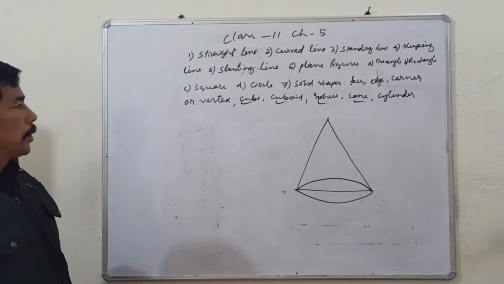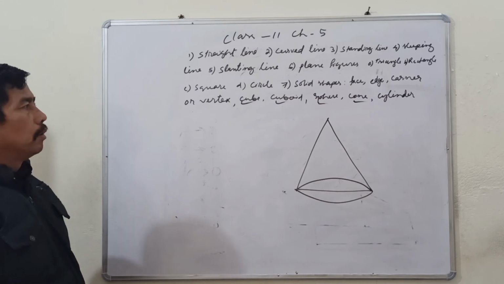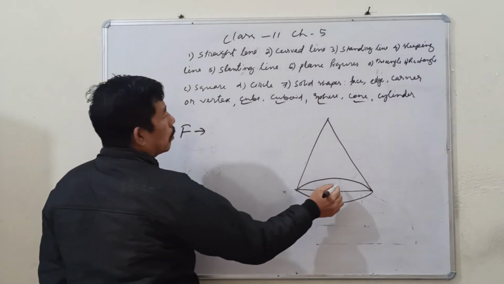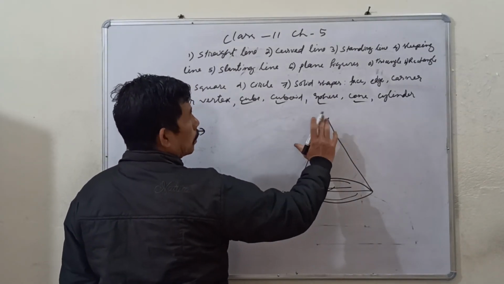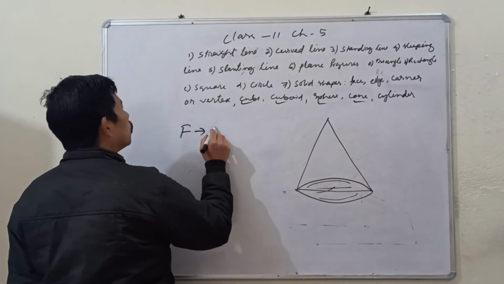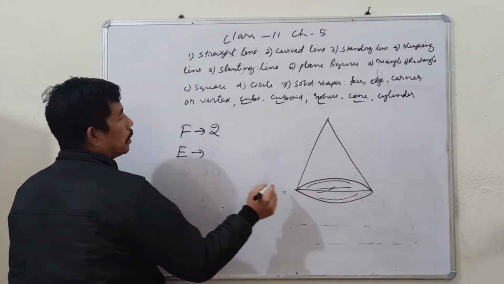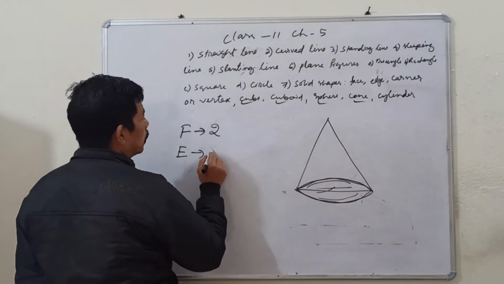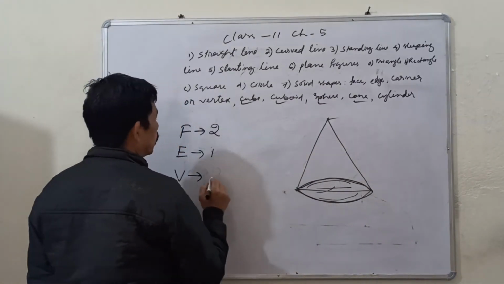Then the cone. It is a solid figure, just the same as an ice cream cone, and it has one circular face here and another curved surface. So together 2 faces are here, and on edges, one edge is here, this circular edge, and vertex only one.